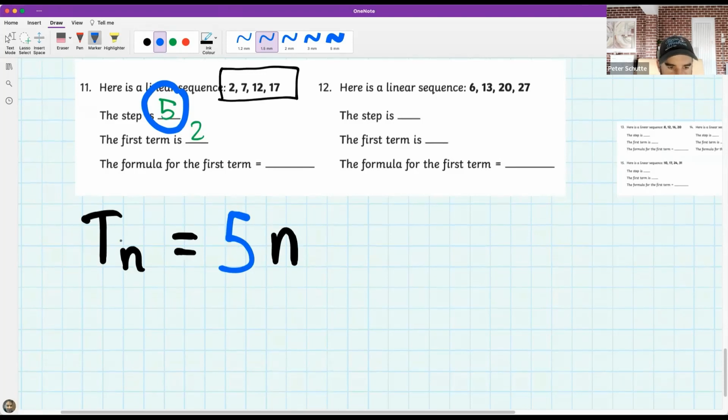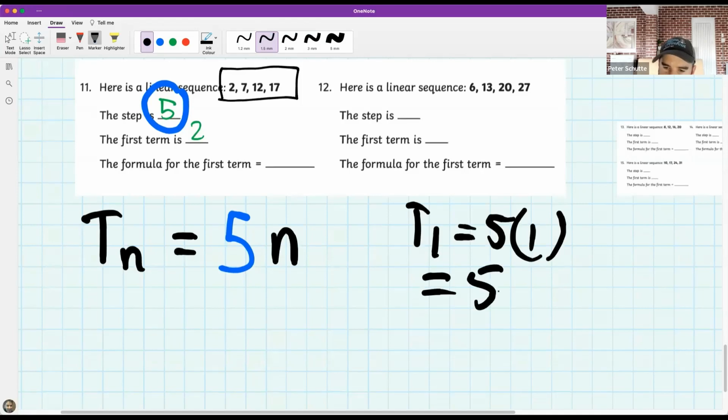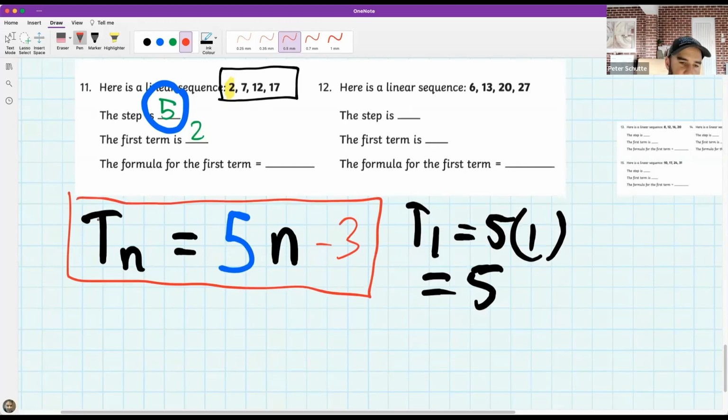Now, I think you'll be able to see quite quickly this doesn't fit. At the moment, my formula says that term number 1 is 5, but that's not true. Term number 1 is 2. So what do I need to do to get from 5 to 2? I need to balance it, and I balance by taking away 3. And so the formula is going to be Tn equals 5n minus 3. This is the formula that describes this number sequence or number pattern. And I can see it's right by subbing in values.